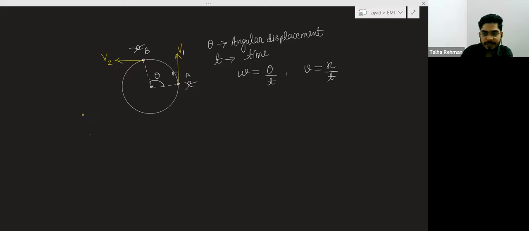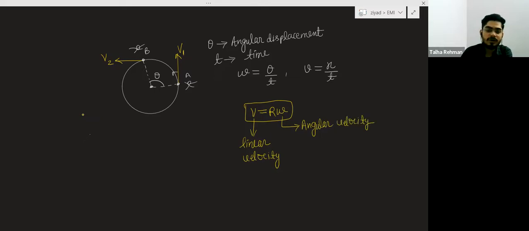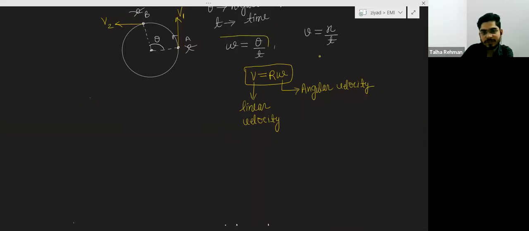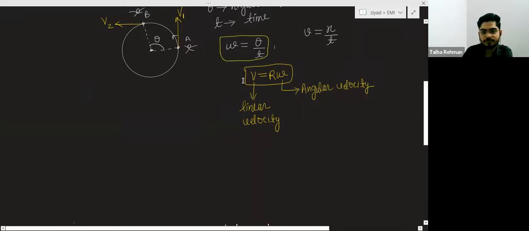Remember that the linear velocity is equal to the radius into angular velocity if the body is moving in a circular path. What is this? Linear velocity. And what is omega? Omega is the angular velocity. So this relation you should know. One relation is this: V is equal to R omega.